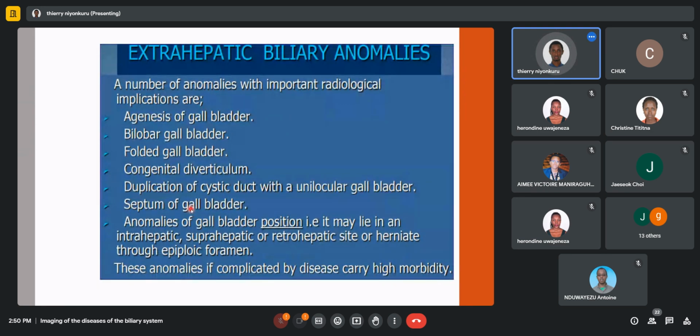So we have extrahepatic biliary anomalies. There are quite a number. The important ones are agenesis of the gallbladder. We have the bilobar gallbladder. We have folded gallbladder, congenital diverticulum, or duplication of the cystic duct with a unilocular gallbladder, or septum of the gallbladder. The anomalies of gallbladder position may be intrahepatic, suprahepatic, or retrohepatic, or may herniate through the epiploic foramen. So these anomalies, if they complicate, may carry a high morbidity.